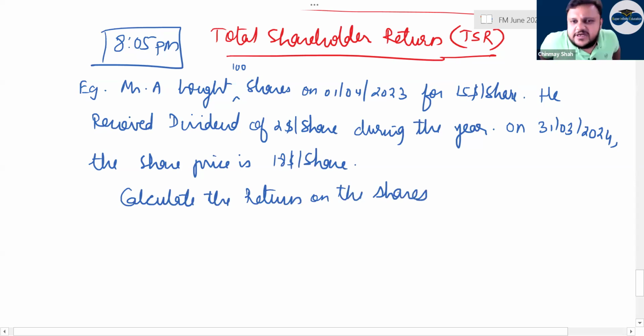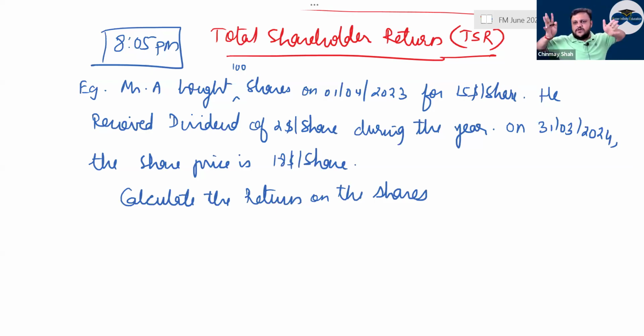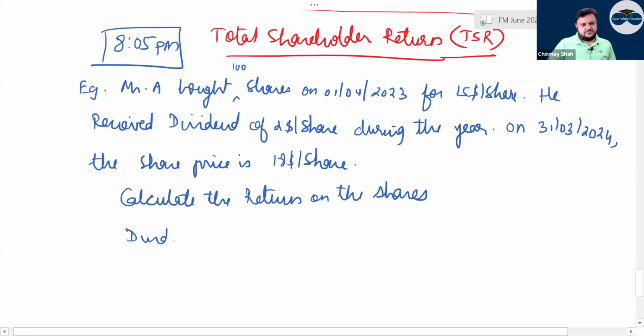Take it easy, don't make too much mess. Now see, think only from the shareholder's point of view. What did you get throughout the year? During the year, what did you get in your pocket? Dividend. So write down, dividend received is equal to how much?